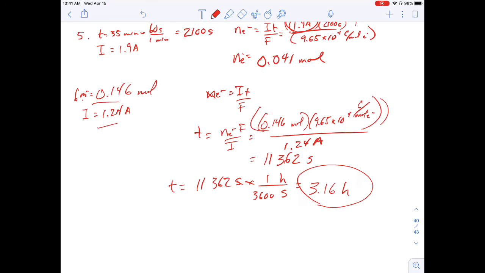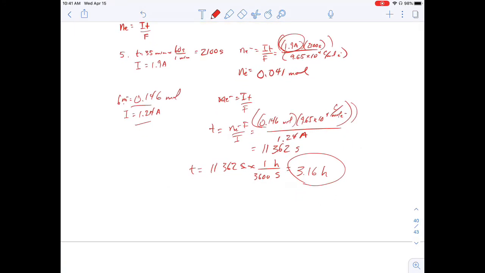We'll use that in the next video to show you how cell stoichiometry connects the number of moles of electrons and the amount of chemical that is being electroplated or used up.